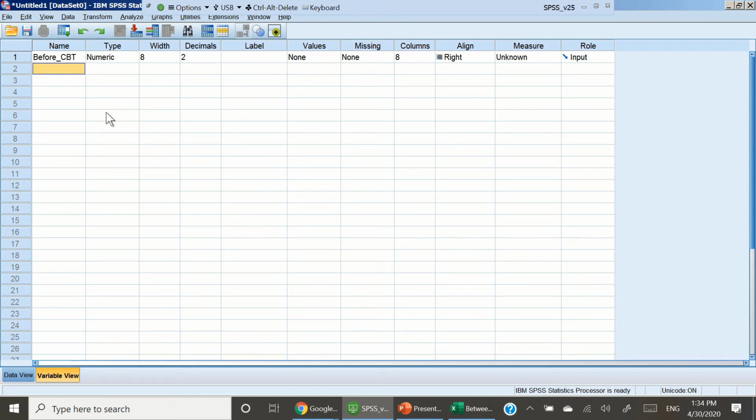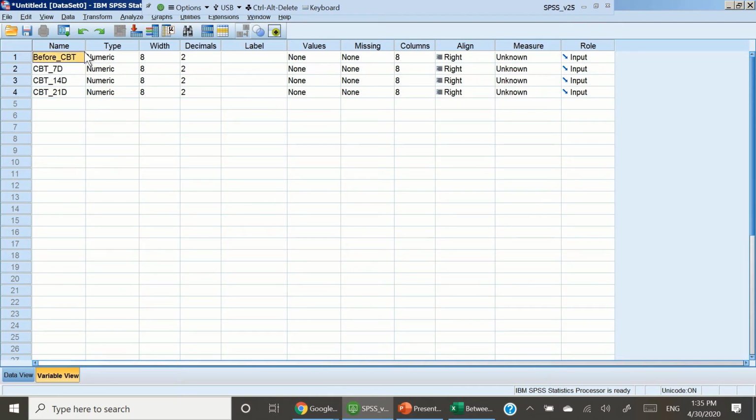I guess it doesn't like numbers, so I'm going to call that CBT 7 days, then CBT 14 days, and then there's one more, CBT 21 days. Well, in this case, I'm going to rename the first one as 0 days.